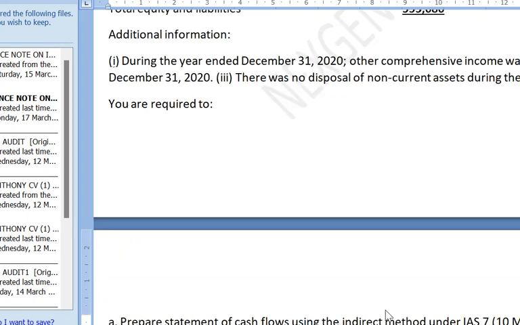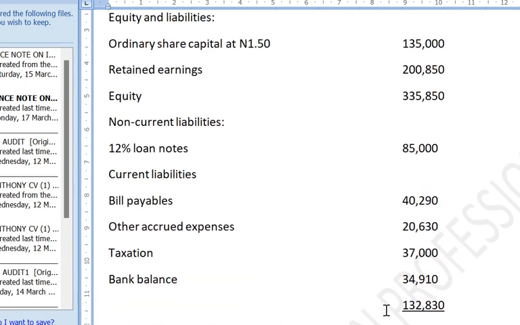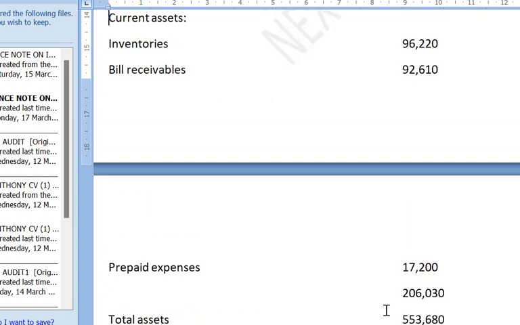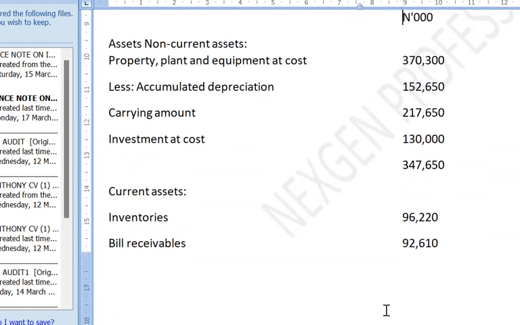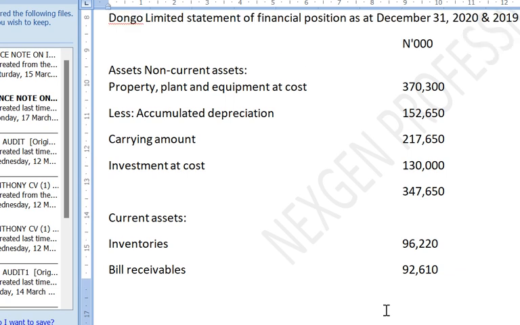Now you have additional information. During the year ended 31st March 2020, other comprehensive income was nil. A dividend of 85,870 was paid, and there was no disposal of non-current asset during the year. While I was speaking earlier, I said that all we are doing, we must arrive at what we call cash and cash equivalent in this very particular question.